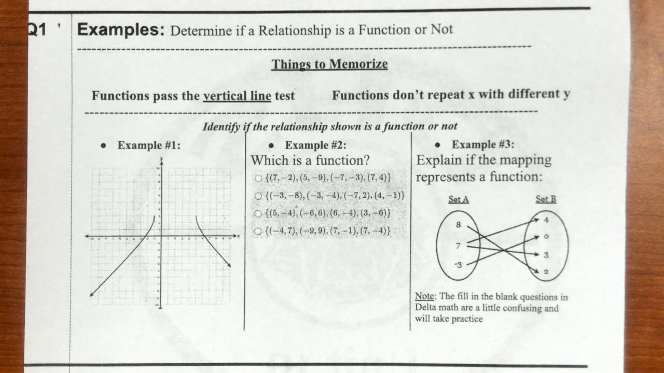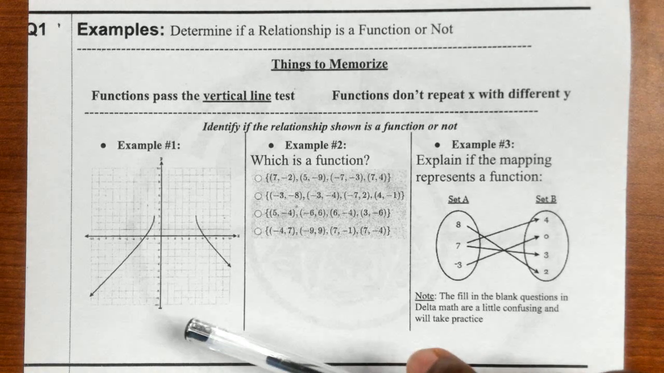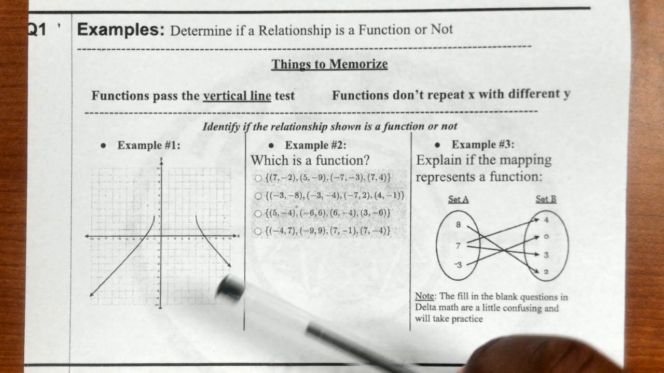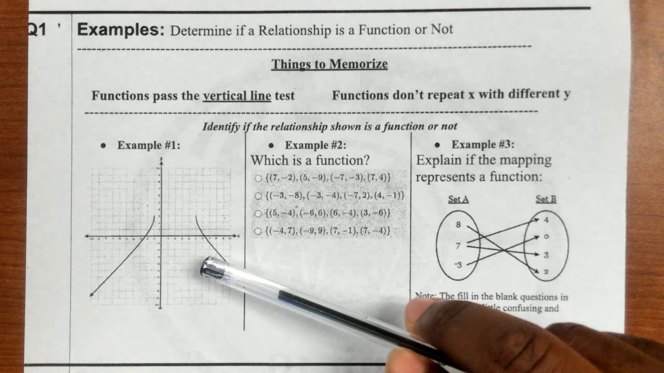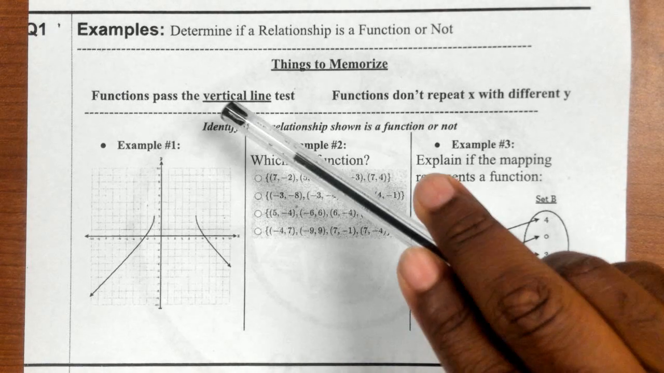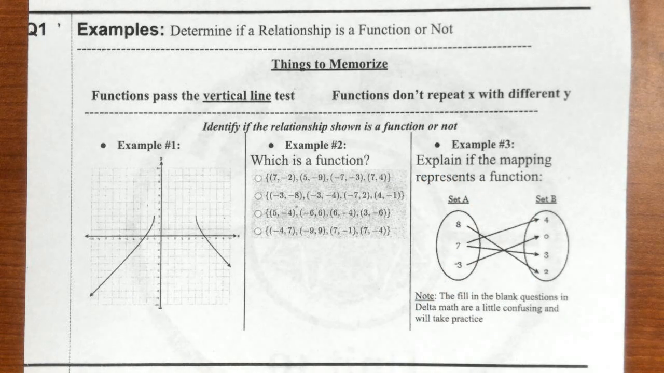Question number 1 wants us to determine if the relationship is a function or not. Here we have 3 examples, and in each example we need to determine whether or not it's a function. Whenever you have a graph, that's the easiest way to figure out if it's a function, because to test a graph you do something called the vertical line test.